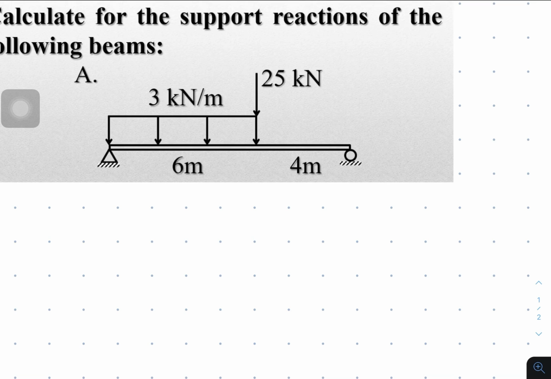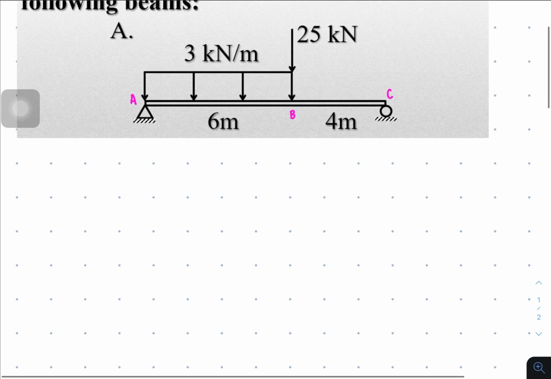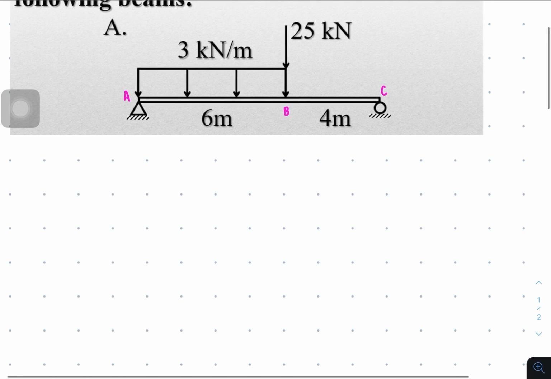So from left, you have letter A, and then you have the same loading here, and it ends here, so it's going to be point B here, and then no loading here, so until the right end of the beam. So we have ABC beam. And then next procedure is we're going to draw the free body diagram of the beam.